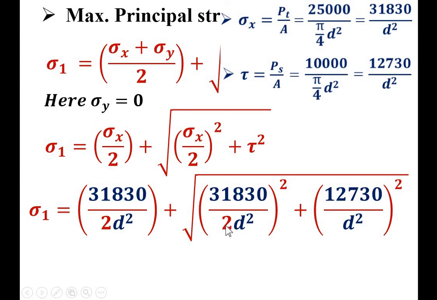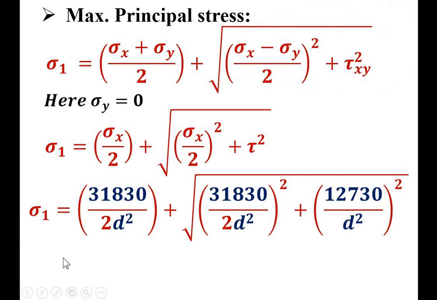So I have used intentionally the different color because of that. The 2 is as it is, only we have put sigma x with the blue color, so you can understand easily. So if you simplify this whole equation, then you will get sigma 1 in terms of diameter. So you will get this one.